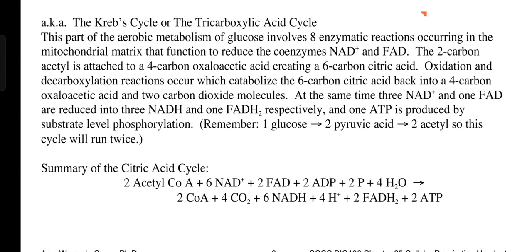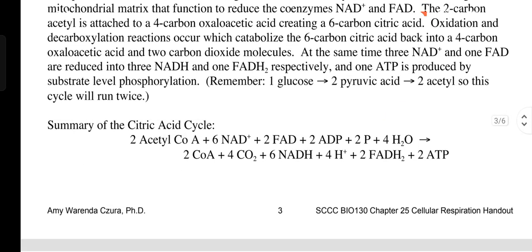Oxidation and decarboxylation reactions occur which catabolize the 6 carbon citric acid back into the 4 carbon oxaloacetic acid and 2 carbon dioxide molecules. At the same time, 3 NAD positive and 1 FAD are reduced into 3 NADH and 1 FADH2 respectively, and 1 ATP is produced by substrate level phosphorylation. Remember, 1 glucose, 2 pyruvic acid, 2 acetyl. So this cycle will run twice.